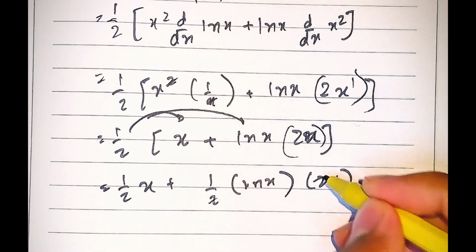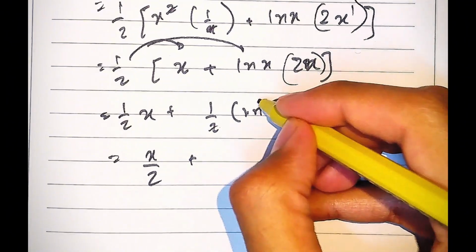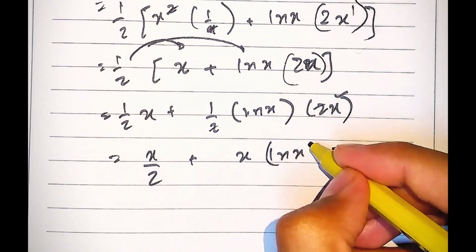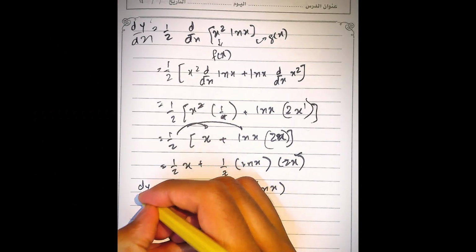Okay, and then we can cancel these two, so we are left with x divided by 2 plus, okay, so this is the x and this is log of x, log of x. These are two separate terms, so we can separate them by a bracket. So this is the final derivative of y.